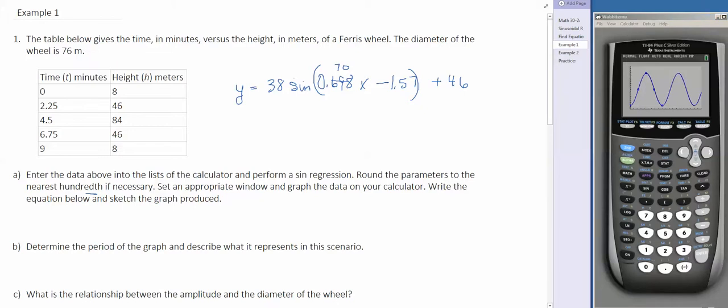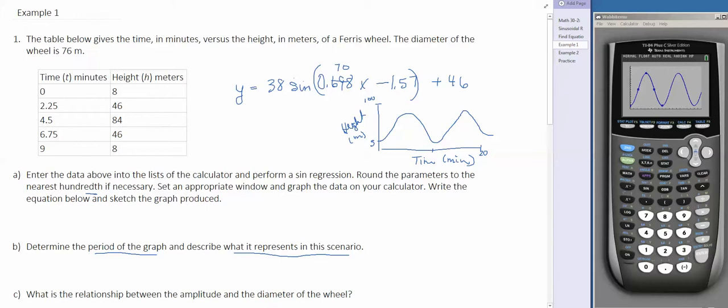So if you do a sketch, you would do your x and your y axes. This is time in minutes. This is height in meters, and I've gone up to a maximum of 100, and my minutes I've gone to 20, and we're down here with a low at 8 meters. We go up, come down, go up, come down. So that's the kind of sketch we're looking for. We're asked to determine the period of the graph and describe what it represents in this scenario.